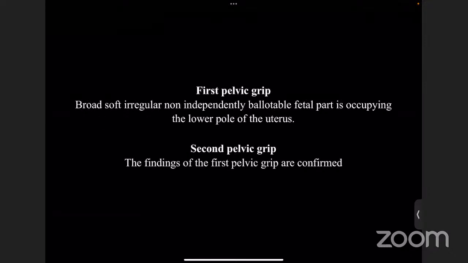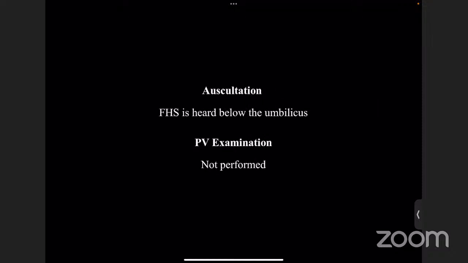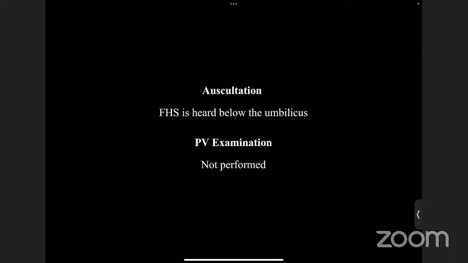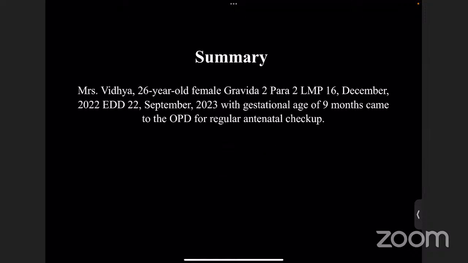In the first pelvic grip, I felt a broad, soft, irregular, not independently ballotable fetal part, which was occupying the lower pole of the uterus. And the findings of my first pelvic grip were confirmed in the second pelvic grip. Okay. In auscultation, the fetal heart sounds were heard below the umbilicus, and per vaginal examination was not performed. I'd like to summarize my case.